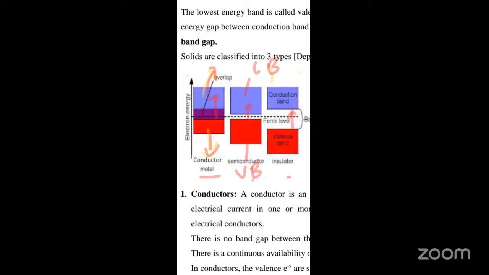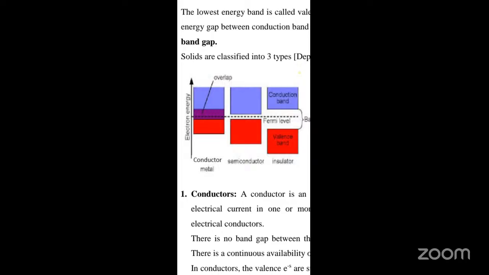One is the conductors. In conductors, the conduction band and valence band are overlapped with each other. Next, in semiconductors, the valence band and conduction band are separated by a small distance. In insulators, they are separated by a large distance. Hence, with the help of this, we can get the kinds of materials: conductors, semiconductors, and insulators.